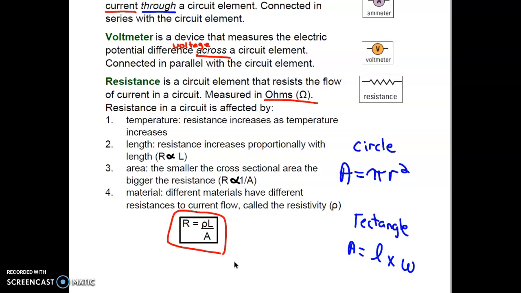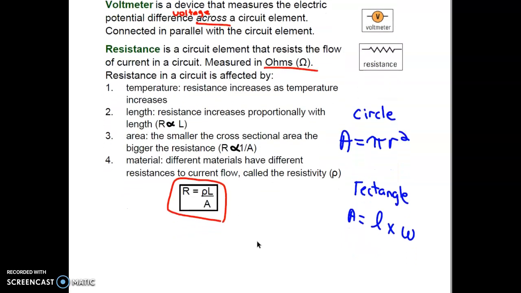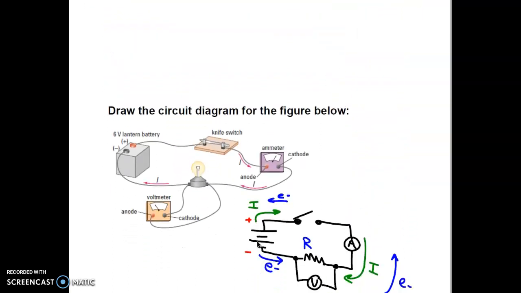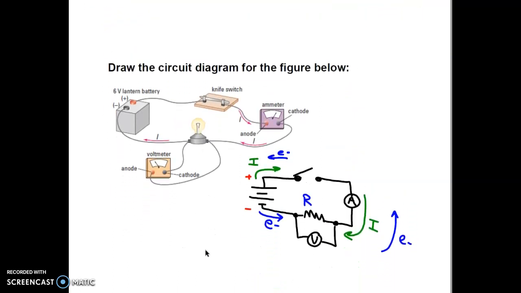So with all that information, we can calculate resistance. So this formula should go on your formula sheet. So resistance equals the resistivity times the length, and then divided by the area. Okay, so we're going to use that formula later today. Before we get to that, if we can practice drawing circuit diagrams.